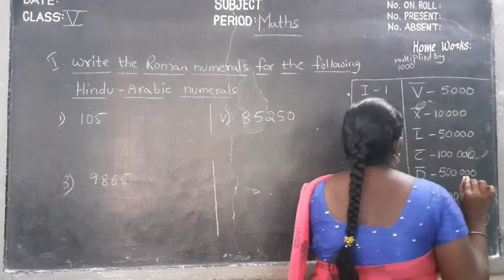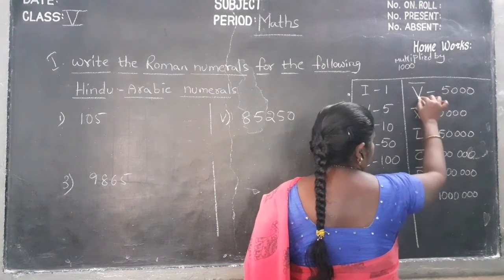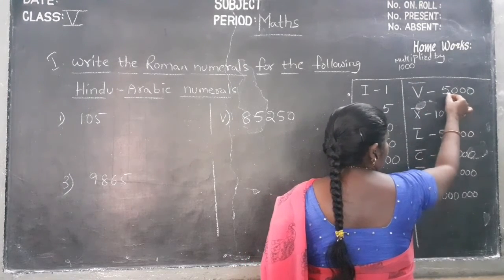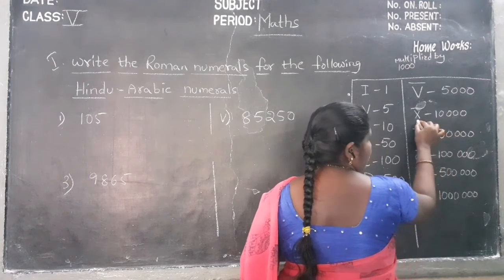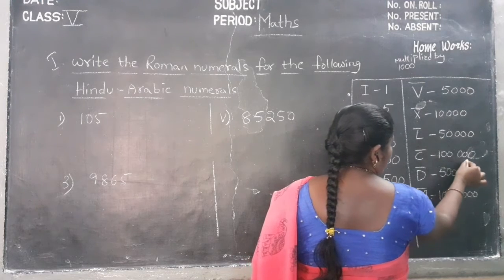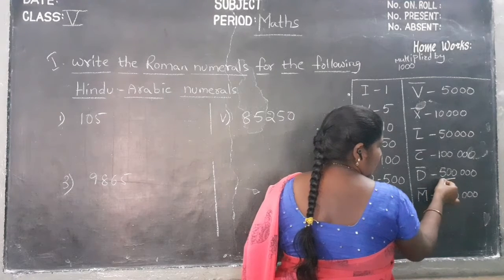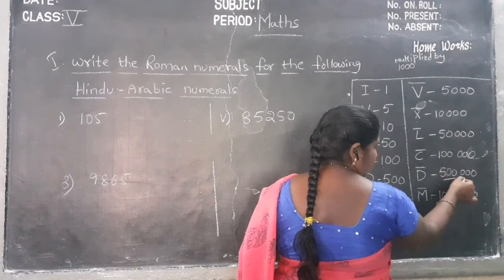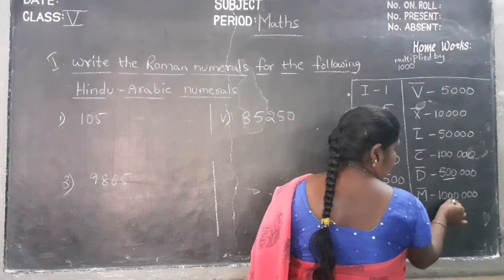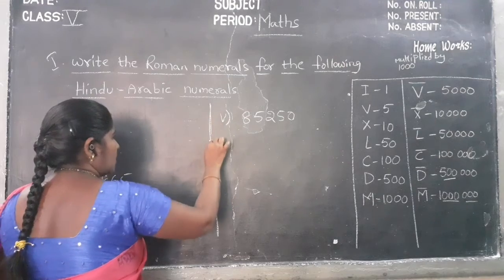Multiplied by 1000. See children, V bar means 5000. V means 5 in Roman numerals, and bar means multiplied by 1000, so 5 into 1000 is 5000. X bar is 10,000. L bar is 50,000. C bar is 100,000. D means 500, and bar means we multiply by 1000, so D bar is 500,000. M bar means 1000 thousands, 1,000,000.